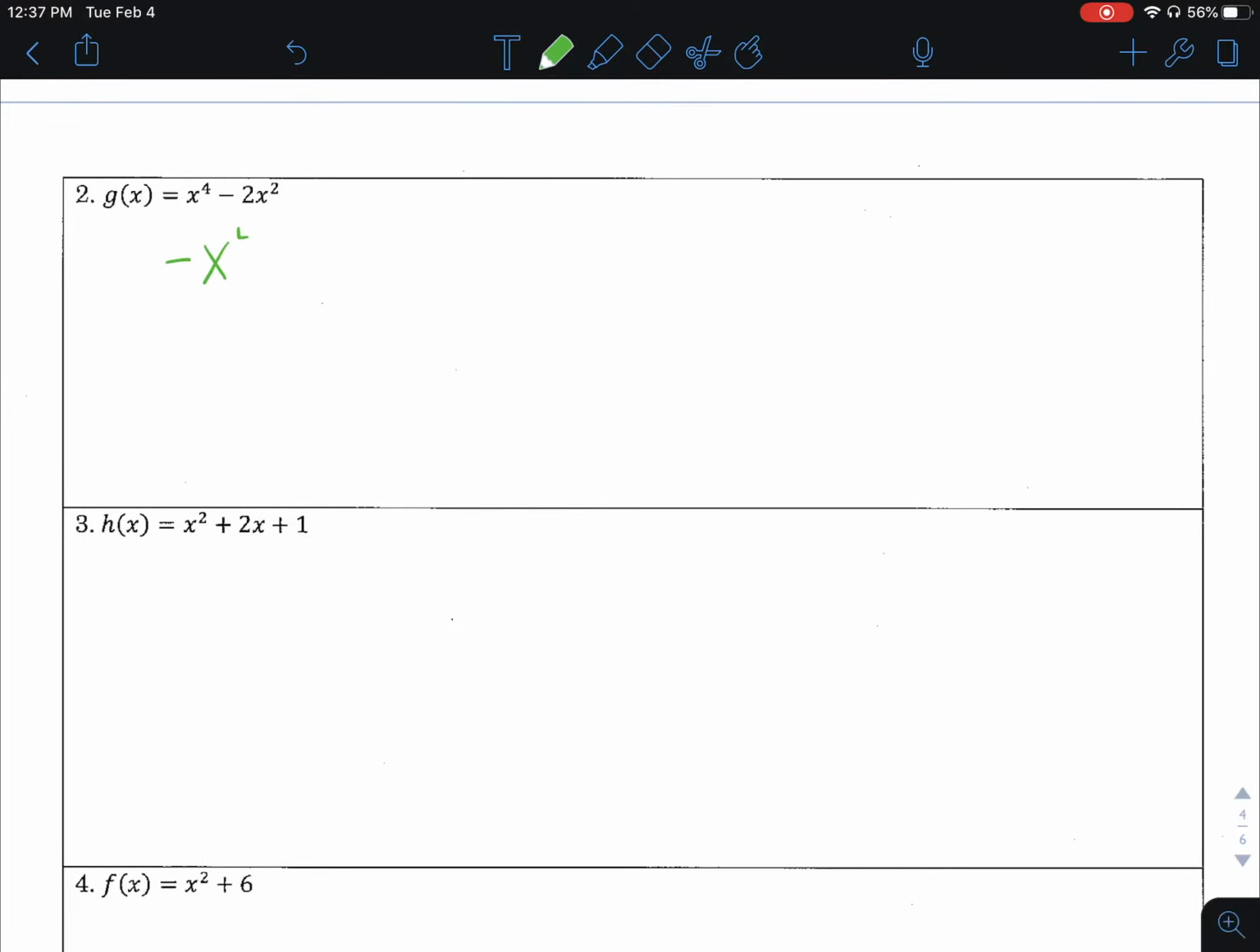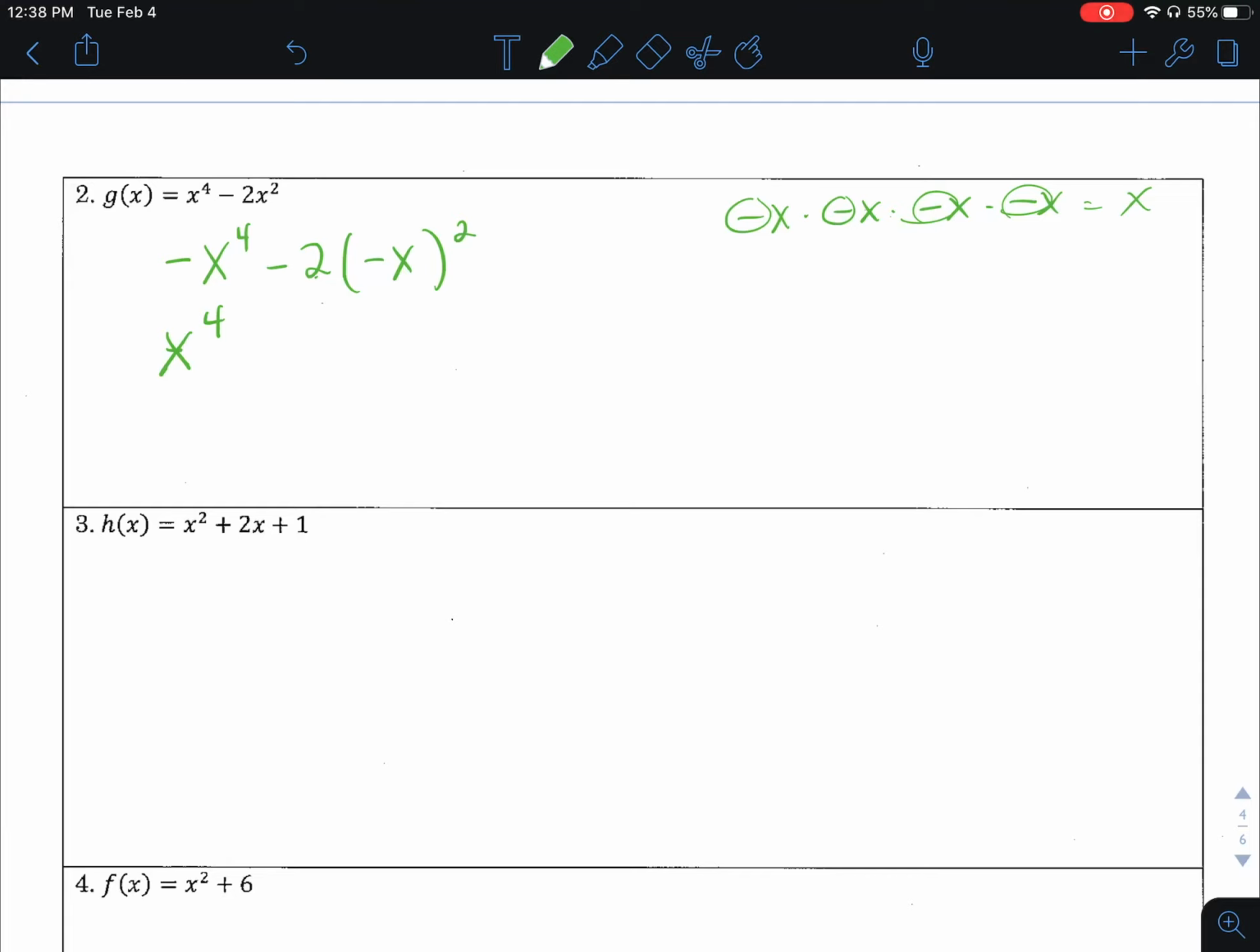Plug in negative x for x. So negative x to the fourth. Remember, that's 4 of these. A negative times a negative is positive, times a negative is negative, times another negative turns out to be positive. Remember, if it's raised to an even power, it's always going to be positive. If it's raised to an odd power, it's always going to be negative. So here, this would become just x to the fourth.